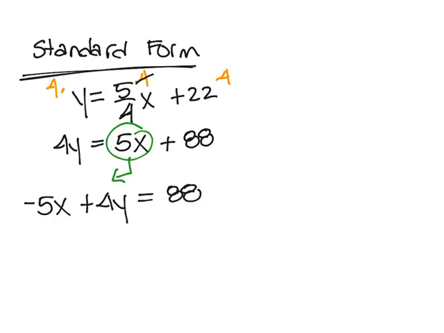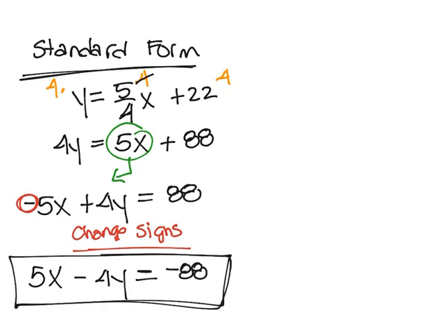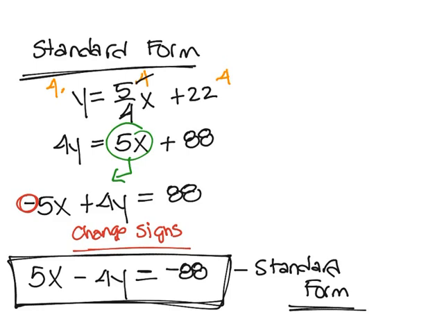And then lastly, according to standard form, the x can't be negative in the front. So you're literally just going to change everyone's signs. So that would make your 5x positive, your 4y negative, and 88 negative. So that would be the answer you put in my blank if I asked you for standard form. Okay? And like I said, there is one.